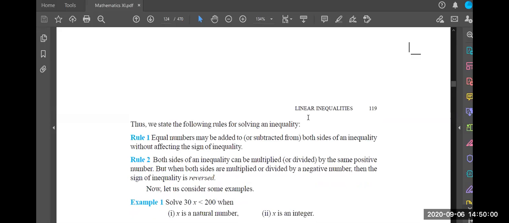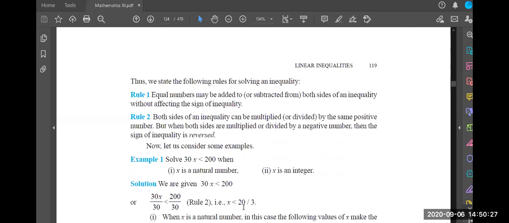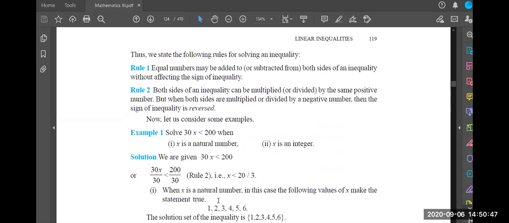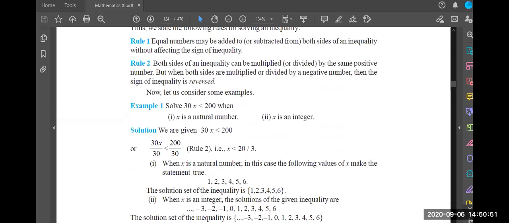Now, example 1 we have already solved, I guess. What is the answer of example 1? It's an interval. X is less than 20 by 3. Now, the question asks: what is the answer when X is a natural number, and what is the answer when X is an integer? If X is a natural number, the answer is 6, 5, 4, 3, 2, 1. This is your answer. But if X is an integer, it is anything which is less than 6.